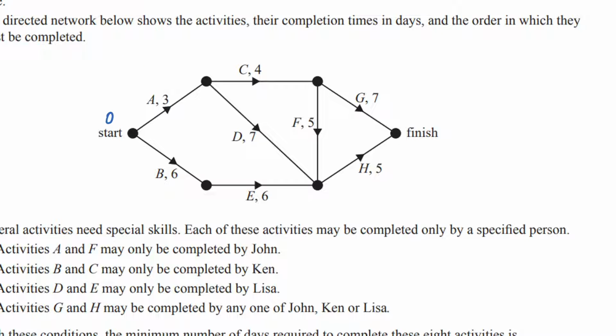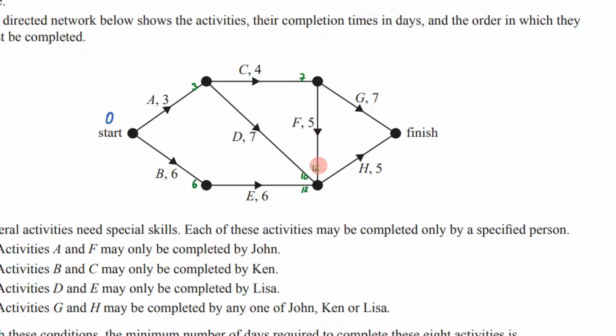And then you want to forward scan using green. So this will be 3. This will be 6. 6 plus 6 is 12. 3 plus 7 is 10. 3 plus 4 is 7. 7 plus 5 is 12.